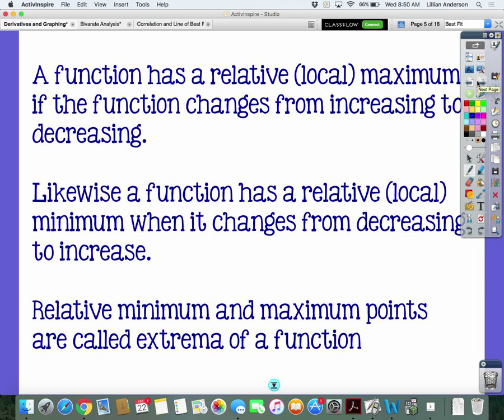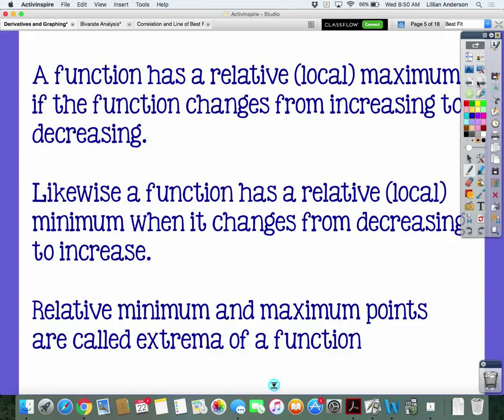So, a function has a relative, also known as a local, maximum when it changes from increasing to decreasing, okay? And likewise, if a function has a relative or local minimum, it's changing from decreasing to increasing. Maxes and mins are known as relative extrema of a particular function. So if the question asks you to find the extrema, then basically it's asking you to figure out where there's a max or where there's a min.